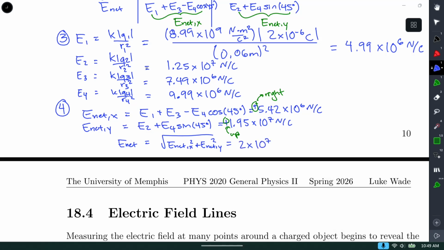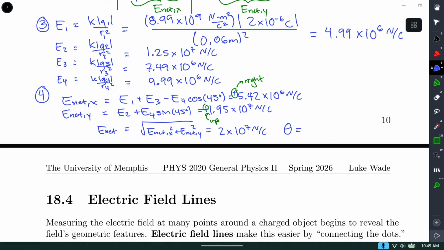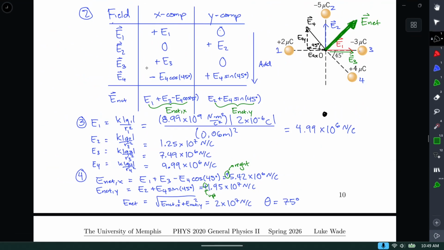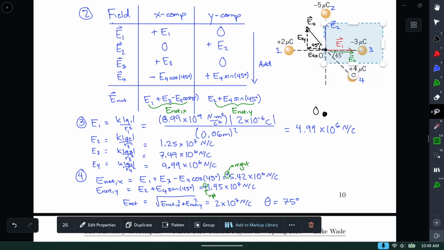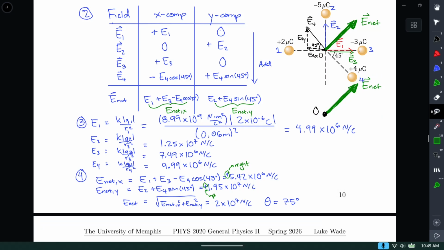And you get something like 2 times 10 to the 7 newtons per coulomb. And for theta, which I'll let you write the inverse tangent stuff if you like, but I get 75 degrees. So if I just take that part of the picture, this is point O. And again, the test charge was just a means of measuring the field here. It does not have to be at point O always. It was just a way I could test what was going on at that point. So what's happening at this point in the room, the electrical effect at this point is positive things tend to be pushed up into the right, negative things tend to be pushed down into the left. And this is 75 degrees.